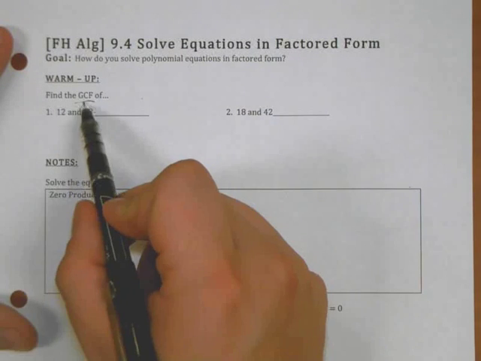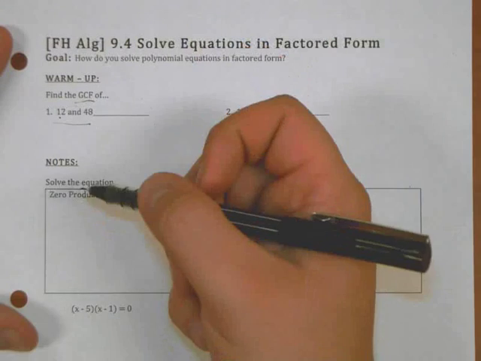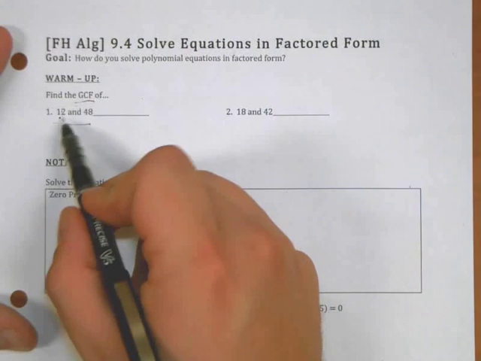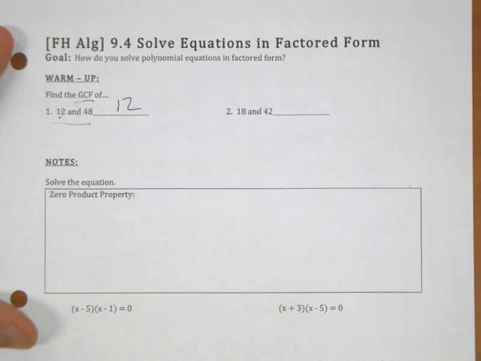The greatest common factor is the largest number that goes into both of these. Note that 12 goes into 12 by multiplication. So 12 multiplies with 1 to get 12, and 12 multiplies with 4 to get 48. The largest number that goes into both of those is 12.